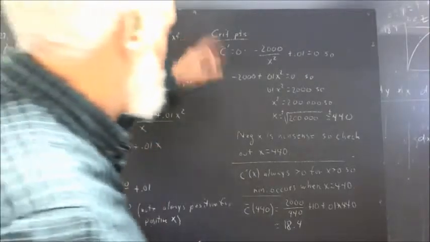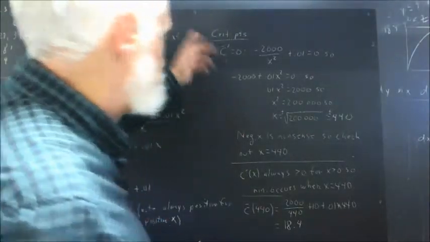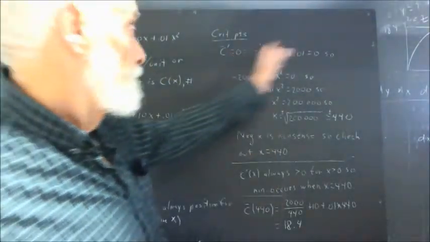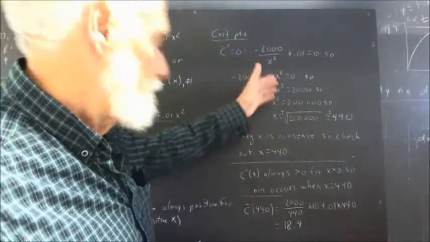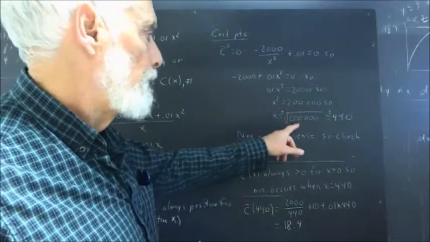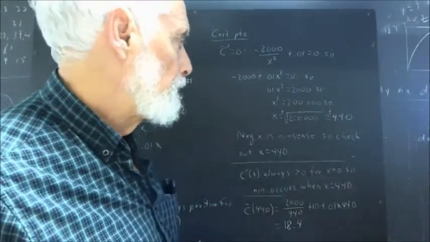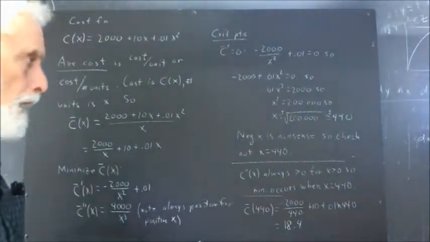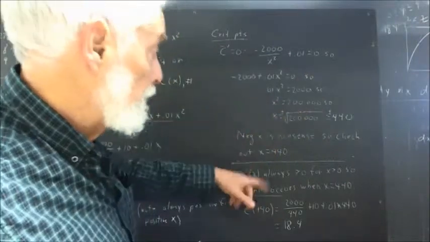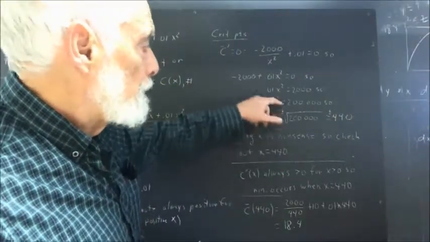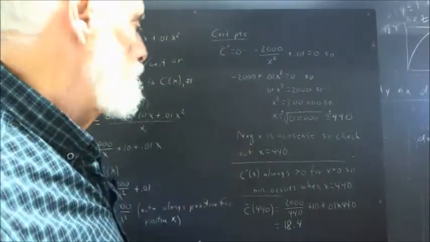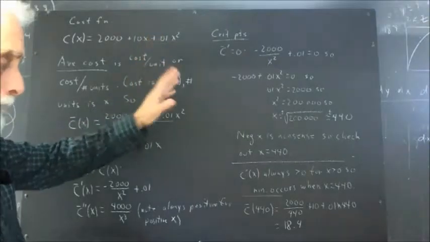Okay, well, so our critical points are what? We set the derivative equal to 0, and then this is very easily solved. We've got the details here, but we end up with x equals plus or minus the square root of 200,000, plus or minus 440. As mentioned here, negative x is nonsense, so we check out x equals 440. We get plus or minus 440, but we just toss out the negative. It doesn't make any sense, doesn't have any meaning.